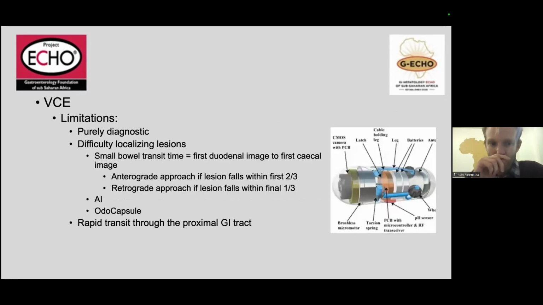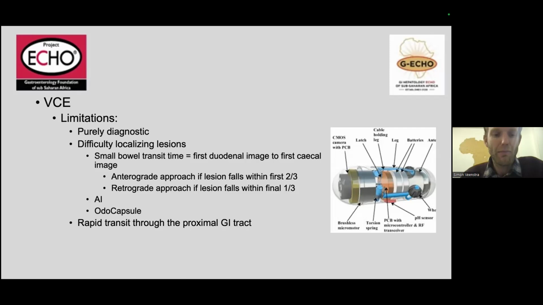It's not without its limitations, though. So obviously it's purely diagnostic. It's got no therapeutic capabilities. There's also some difficulty in localizing the lesion within the small bowel, but there are some tricks to aid you in trying to figure out where that lesion is. The one is obviously the small bowel transit time, which is the time taken from the first duodenal image to your first cecal image, and that can guide which approach you use. So an antegrade approach if your lesion falls within the first two-thirds of your small bowel transit time, otherwise a retrograde approach if it's in the last third.